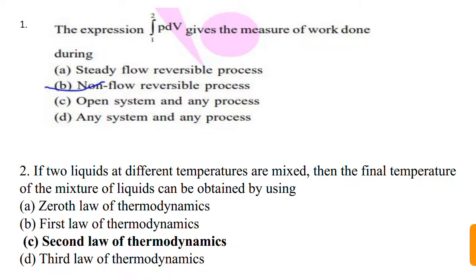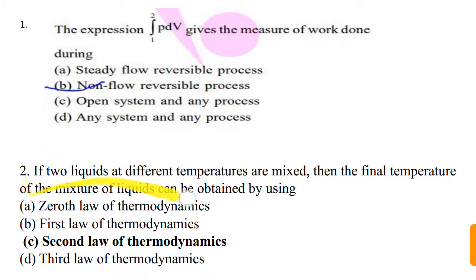And in question number 2 they are asking, if two liquids at different temperatures are mixed, then the final temperature of the mixture of liquid can be obtained by using which law. So remember this question. The correct option is option C, the second law of thermodynamics, because only the second law of thermodynamics defines these points.